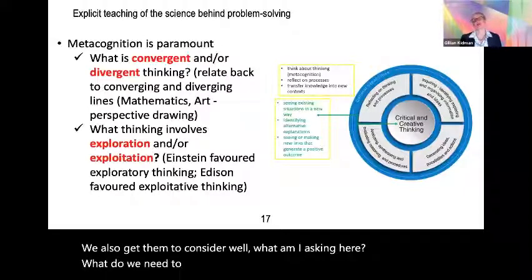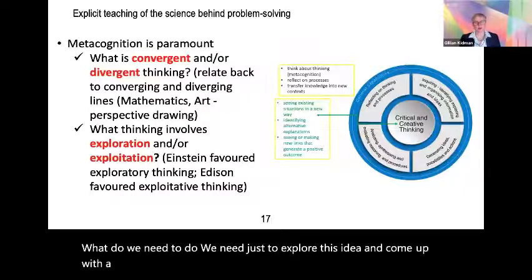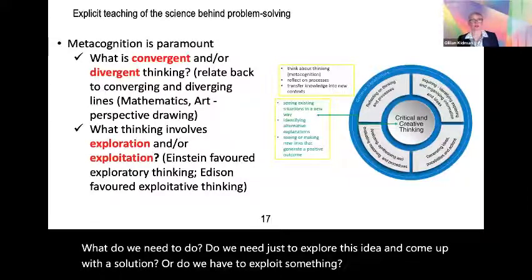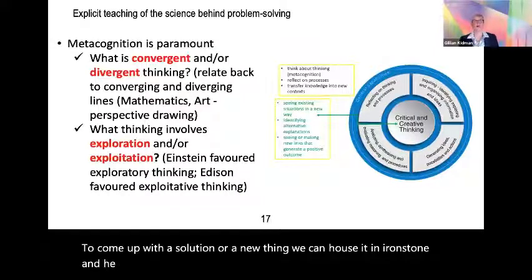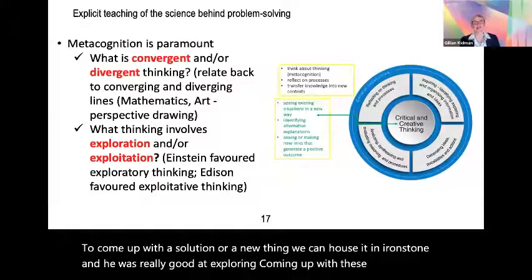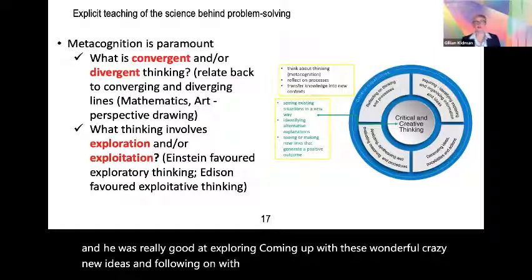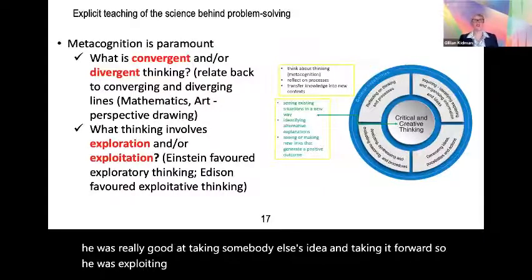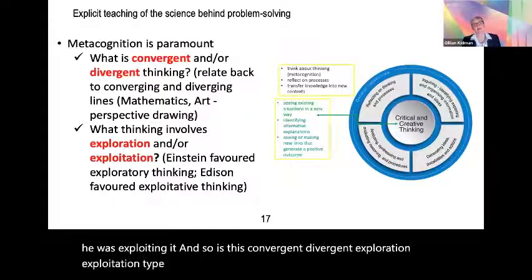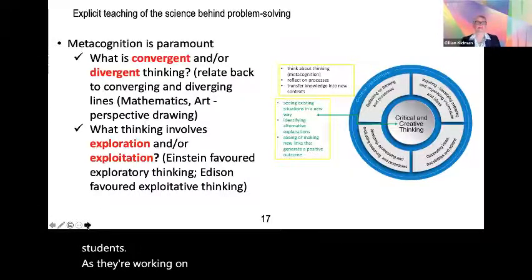Do we need just to explore this idea and come up with a solution? Or do we have to exploit something to come up with a solution or a new thing? We can house it in Einstein, and he was really good at exploring, coming up with these wonderful, crazy new ideas and following on with them. Whereas Edison, of light bulb fame, he was really good at taking somebody else's idea and taking it forward. So he was exploiting it. And so it's this convergent, divergent, exploration, exploitation type of ideas that we try and get through to the students as they're working on their problems. Next slide, please.